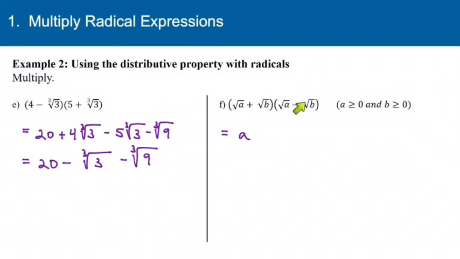Okay, now on outer times outer, we have square root of A times negative square root of B. That's going to be minus square root of AB. On inner times inner, we have square root of A times square root of B. So that's going to be positive square root of AB. And then for last times last, positive times negative makes negative, and square root of B times itself makes B. So our last term will be negative B. Now notice that because we have a sum and difference of the same two terms, our outer and inner terms are going to cancel each other out, and we are just left with A minus B.